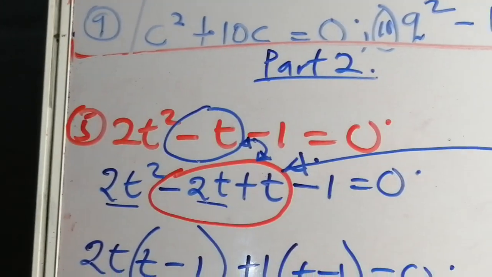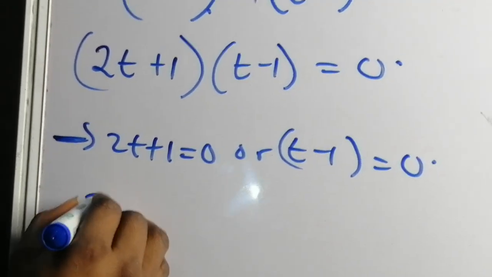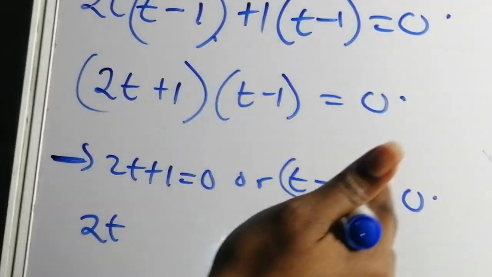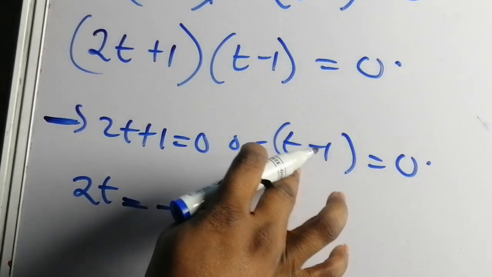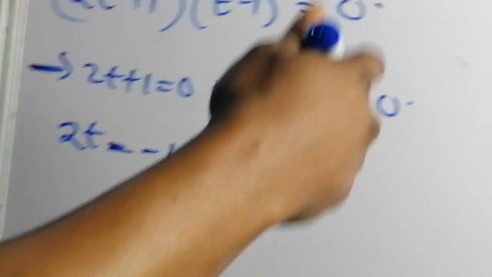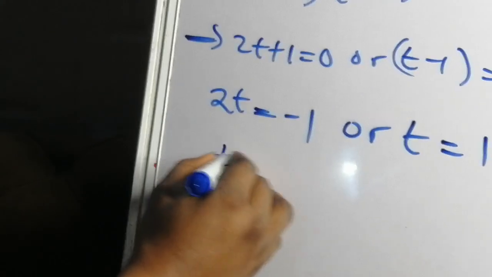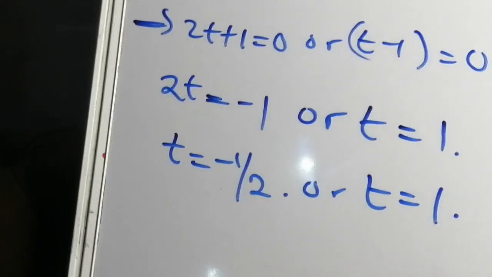So this one implies that 2t plus 1 equals 0, or t minus 1 equals what? 0. So 2t, like I said, when plus is crossing the equal sign and moving to the right hand side, it becomes what? Minus. Or look at this one too. When minus 1 is crossing the equal sign, moving to the right hand side, it becomes what? 1. So it means that t equals minus 1 over what? 2, or t equals 1. So that is the answer.